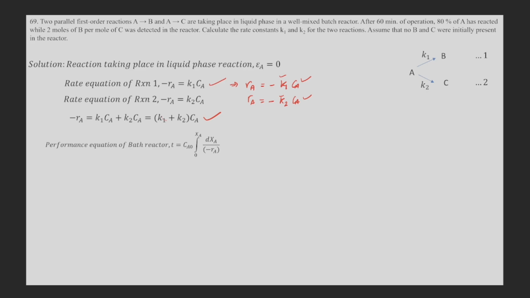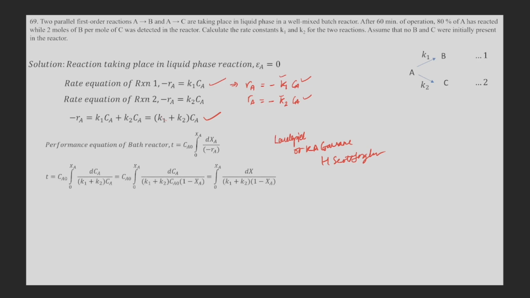Performance equation of batch reactor and PFR is almost the same, since in PFR tau will come, here t will come. And why t and tau will come, just refer to Levenspiel or Fogler, H. Scott Fogler. Okay, so put all the values, and after putting the values, you will get K1 plus K2 is equal to 0.268.